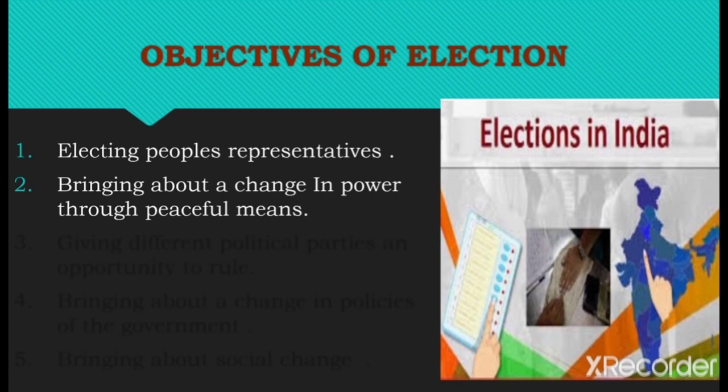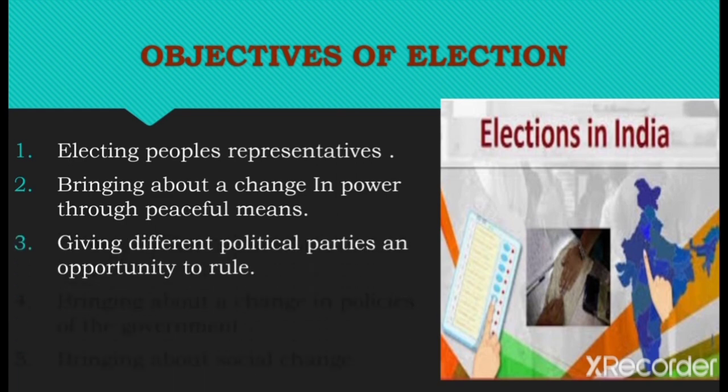Bringing about change in power through peaceful means. So if we want someone else in power, we don't go and fight. What we do is we have elections, and in those elections we elect a representative. We select a representative by very peaceful means. There is no fight, there is no argument.